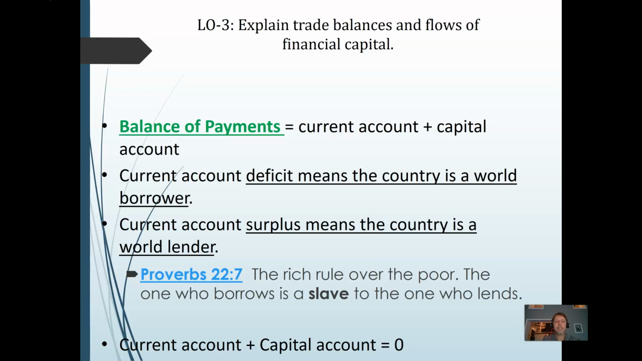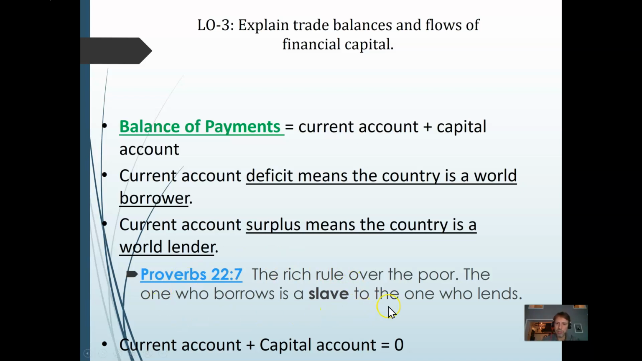The balance of payment then, has the current account plus the capital account. When you do that, those two numbers will be zero. So since our current account is negative, if you go back and look at where we were calculating it at a point in time, and that's generally true and has been for a while for the US, then the capital account would have to be positive so that the two added together get you to zero. So a current deficit means the country's a world borrower. That's the US. A surplus would mean the country's a world lender. China would be an example of that.